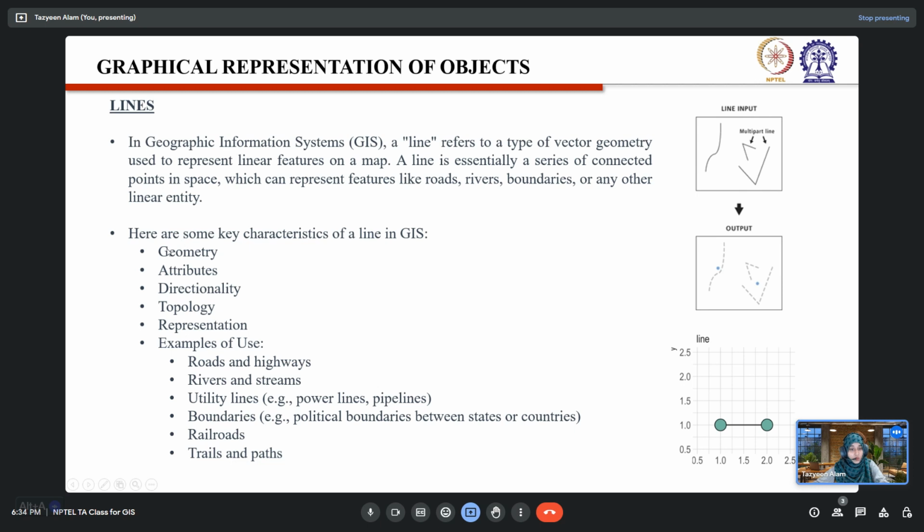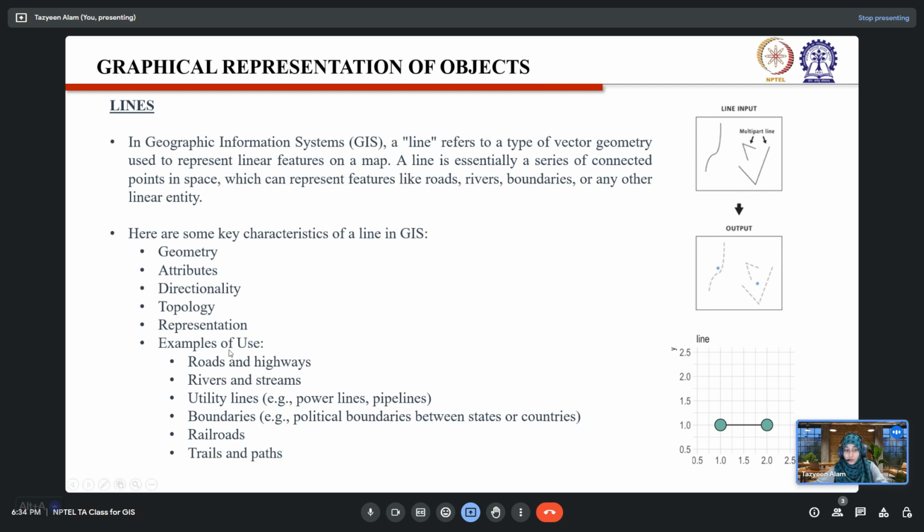So geometry plays a very important role because we are talking about vector entities with respect to objects. Your attributes: what is the length of the line, what is the thickness of the line, what is being represented by the line. Directionality: whether I'm going from point A to B or from point B to A is also very important. Then the typology, which is the thickness and all, the representation, how you are coding your line, whether it's a river or a road or a boundary.